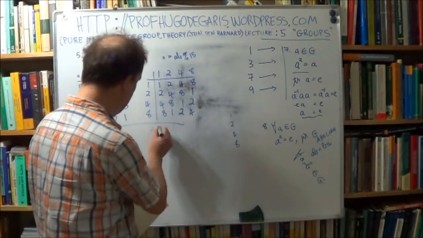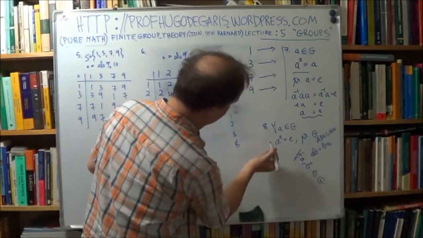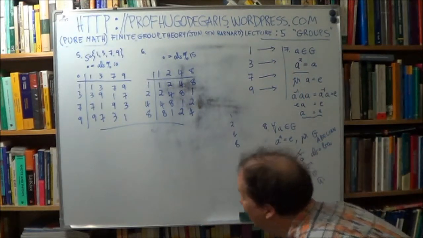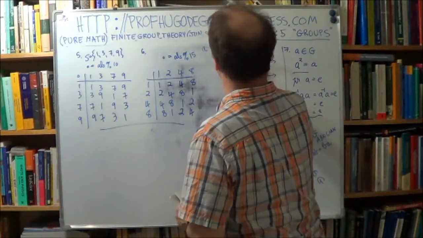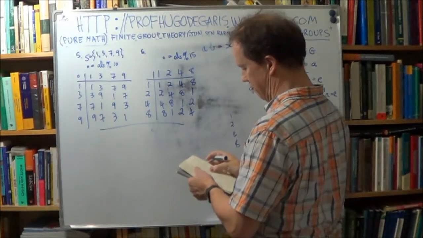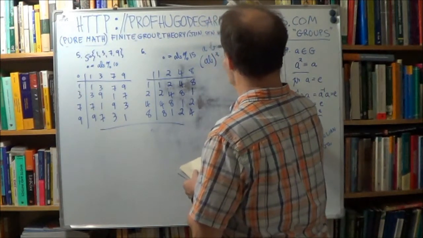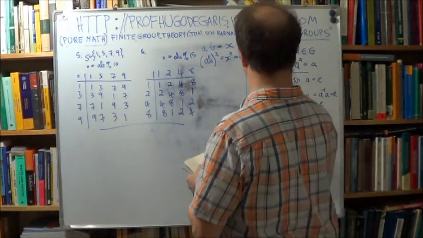Okay, so let AB, let AB equal X, right? Square both sides, AB squared equals X squared equals E. That's before.